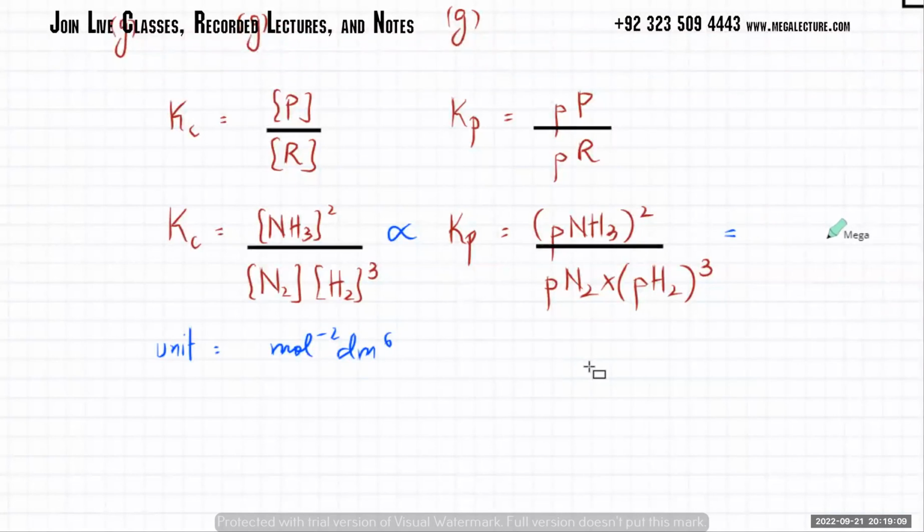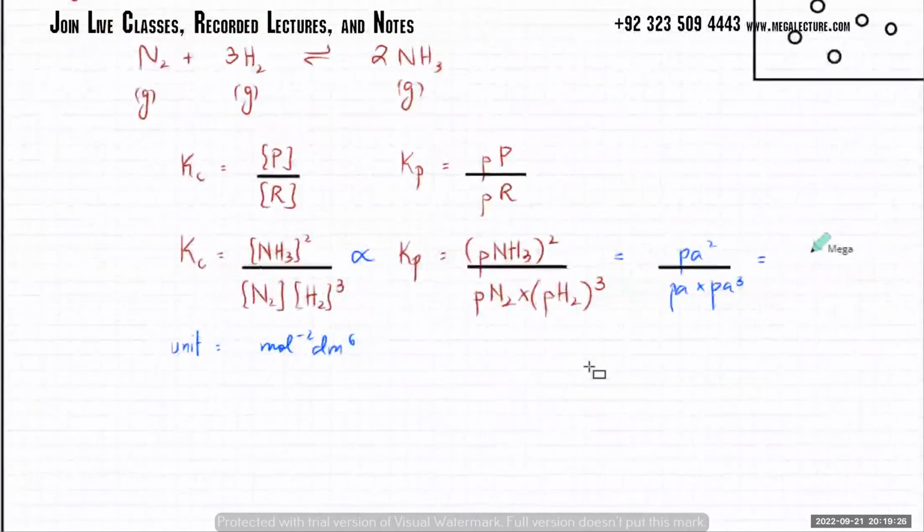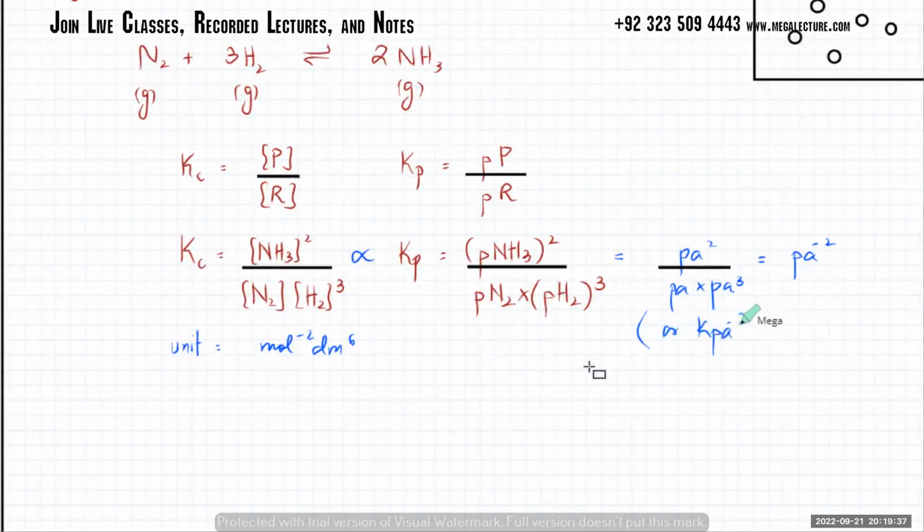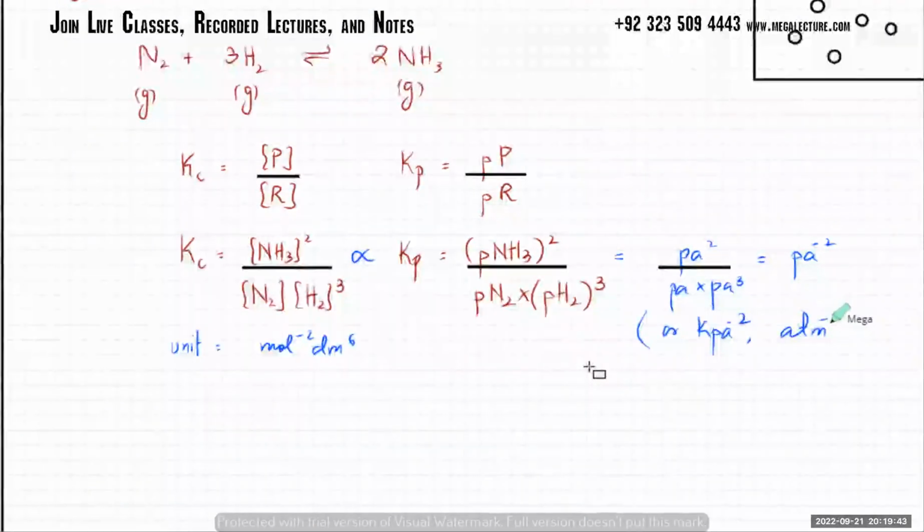It's going to be either, now there are three possibilities. You can either use pascals: Pascal squared, divided by pascals multiplied by pascals cubed. And this will come out to be Pascals^-2. Or you can use kilopascals. Or even atmospheres. It's going to be atmosphere^-2. So these are the three units that are used for measuring pressure. It's either pascals, kilopascals, or atm^-2.